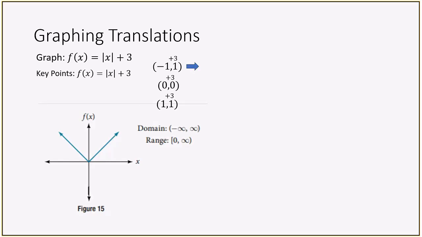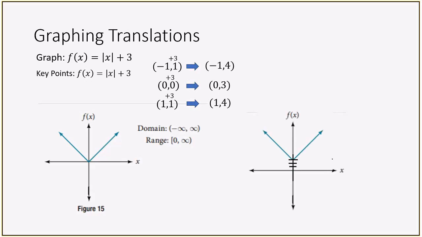So my first point will become -1, 4. My second point, if I add 3 to the y value, becomes 0, 3. And my last point will become 1, 4. Now, in order to graph this, we're going to have to plot our 3 points. So we would plot our 3 points in this graph: 0, 3. We would plot 1, 4 and -1, 4.